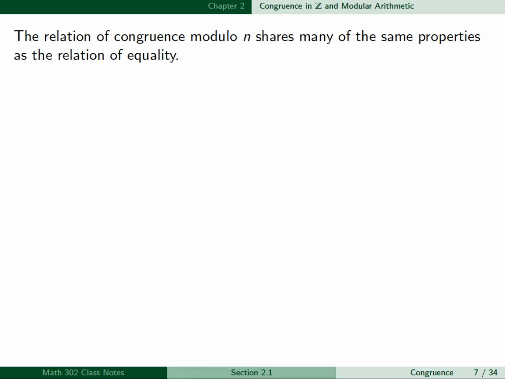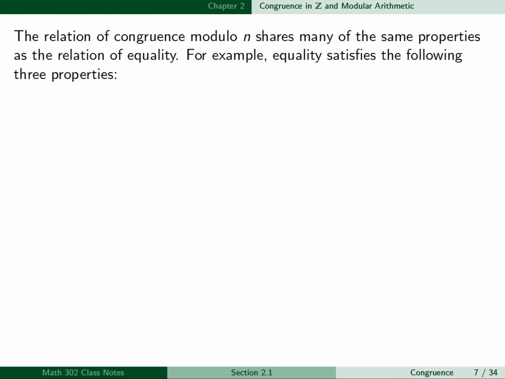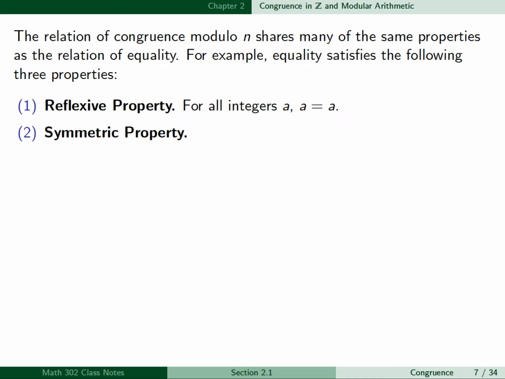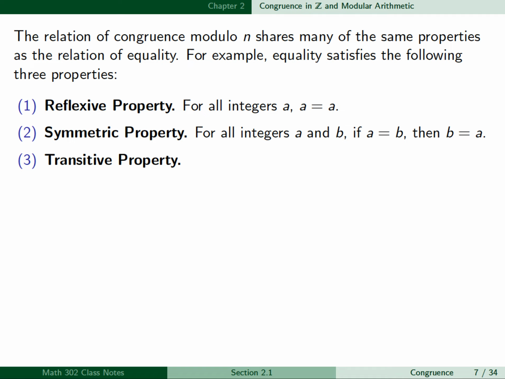Now the relation of congruence modulo n shares many of the same properties as the relation of equality. For example, equality satisfies the following 3 properties. First, the reflexive property, which states for all integers a, a is equal to a. Second, the symmetric property: for all integers a and b, if a is equal to b, then b is equal to a. And third, the transitive property: for all integers a, b, and c, if a is equal to b and b is equal to c, then a is equal to c.